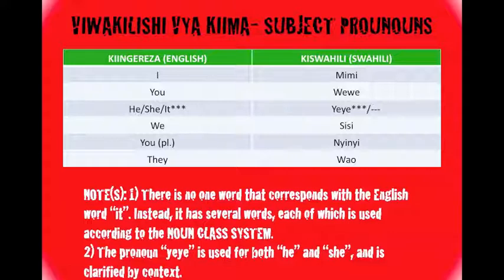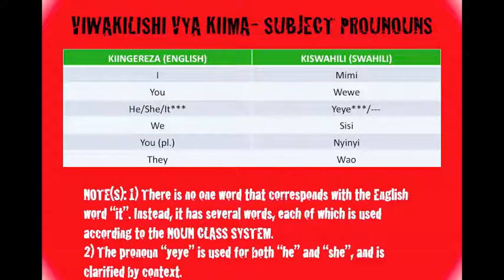So now we have these subject pronouns. So in Kiingereza, or in English, we have subject pronouns as we do in Kiswahili. So for English, we have I, you, he, she, and it, we, you plural, or y'all, where I'm from, the South, and they. And then in Kiswahili, we have the corresponding pronouns. We have mimi, we have wewe, which corresponds with you. We have yeye, which can mean he or she. The context will clarify which one is being referred to.